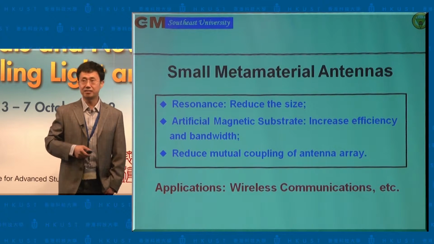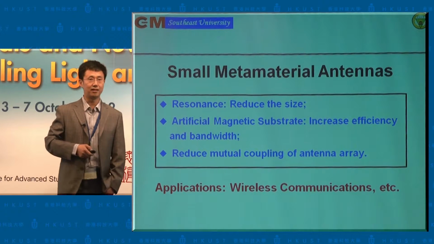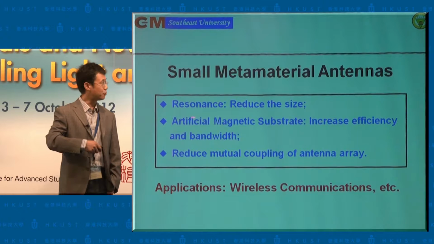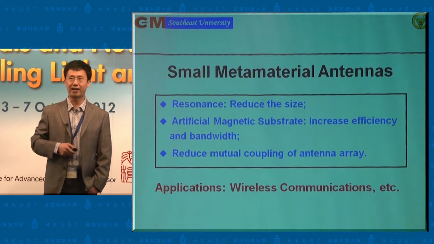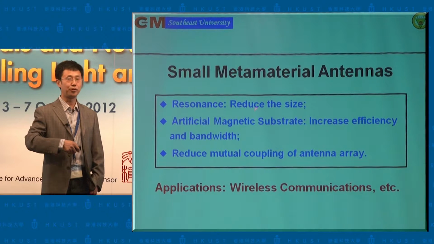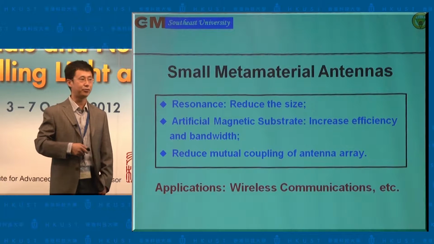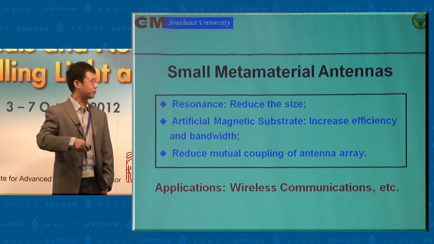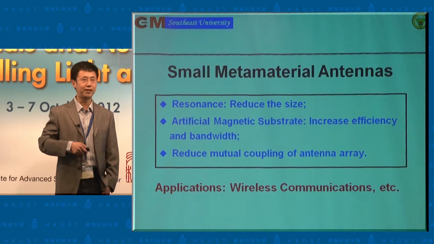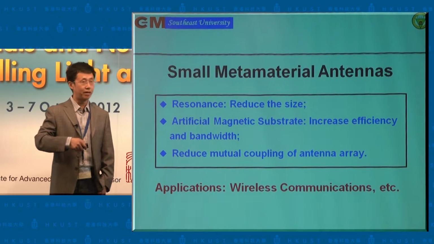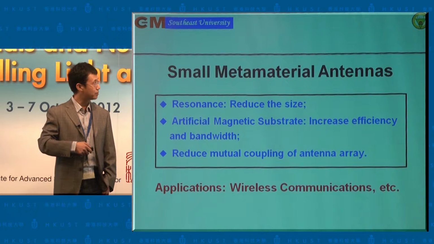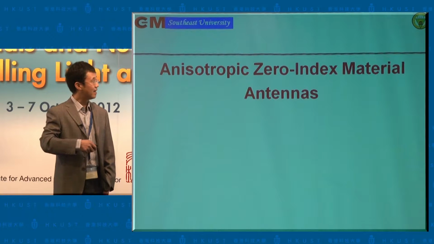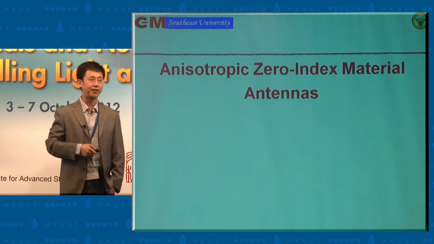In the past years, a lot of researchers have been working on small metamaterial antennas, for example, using resonance to realize small-size antennas, realizing artificial magnetic substrates to improve the efficiency and bandwidth of antennas, and reducing the mutual coupling of array antennas in a small size. But my presentation will not focus on small antennas. The first I want to speak about is anisotropic zero-index metamaterial antennas.